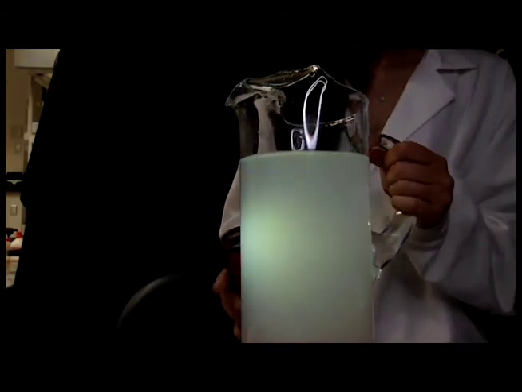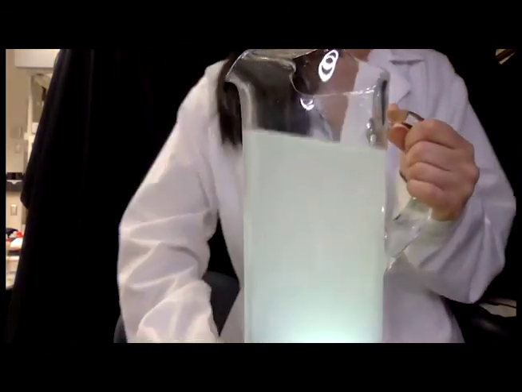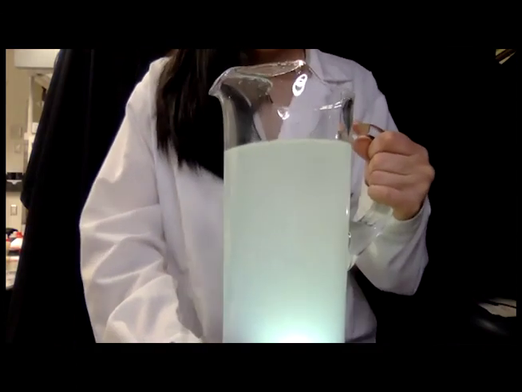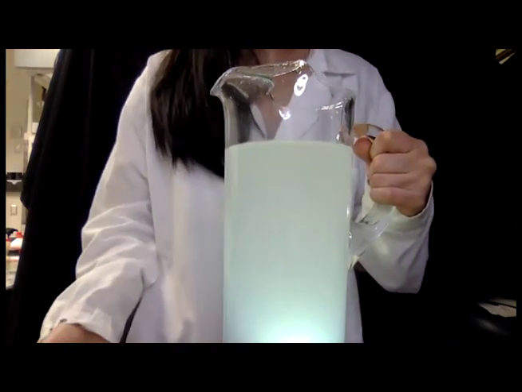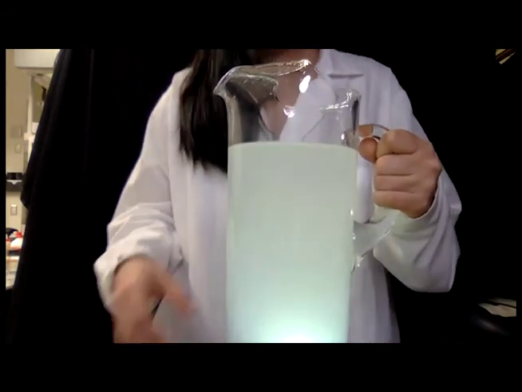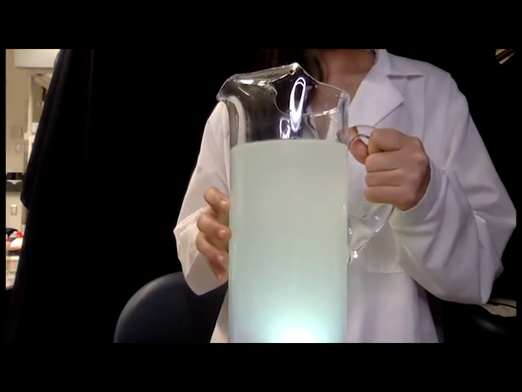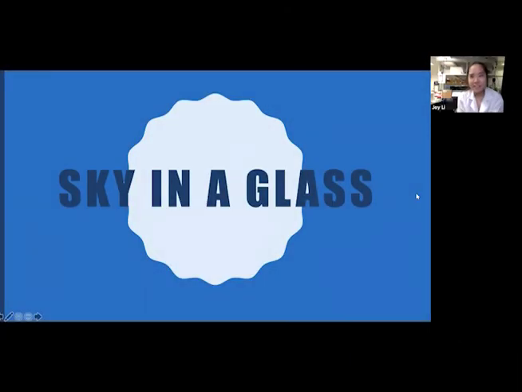So you can also try shining your flashlight beneath the glass, and you can see that from the side view, it looks blue again. But if you look from the top, again, you can see the red sunset kind of look. So let's just talk a little bit more about how that happens. So let's talk more about what's happening in the sky in a glass.